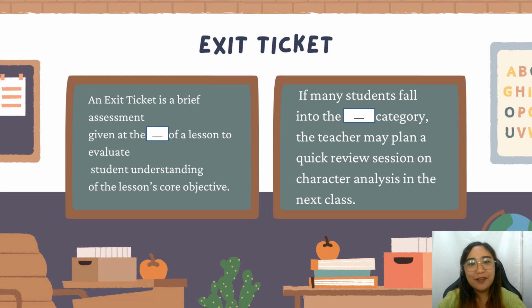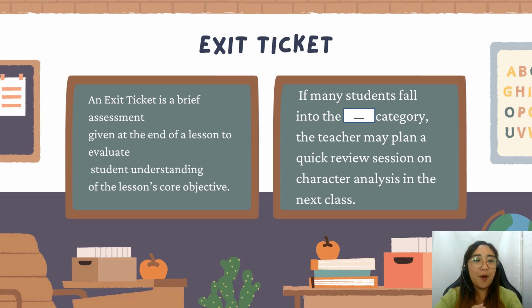Okay, so speaking of an exit ticket, I'll ask questions and I want you to pause the video to think about your answers. Ready? Okay, so here's the first question. An exit ticket is a brief assessment given at the blank of a lesson to evaluate student understanding of the lesson's core objective. Okay, so you can start pausing the video to think for your answer.